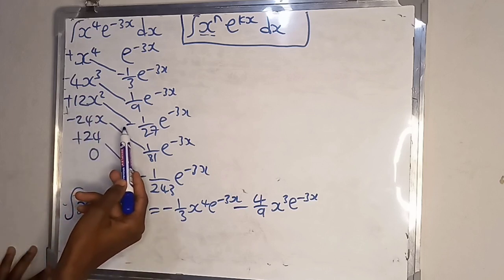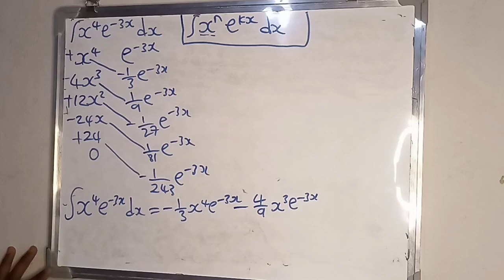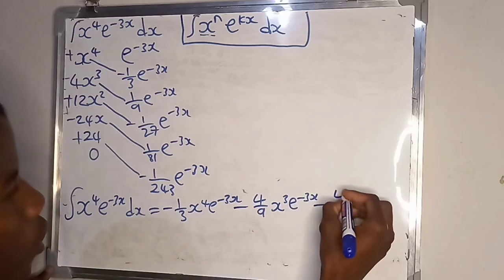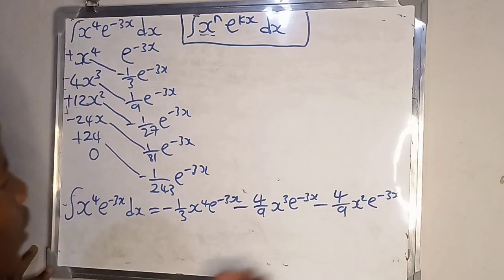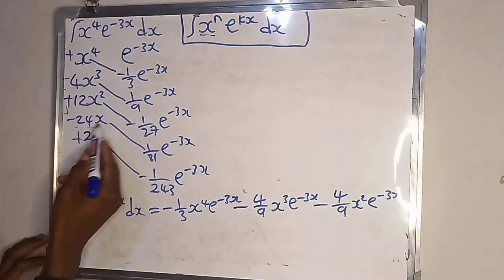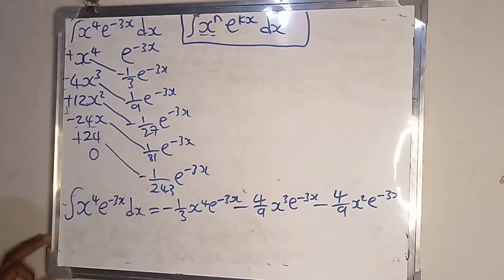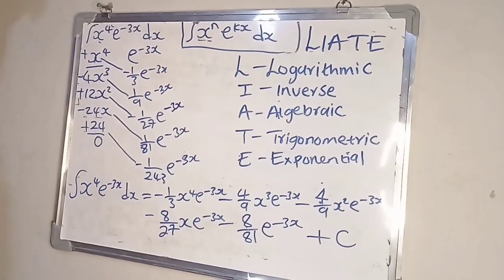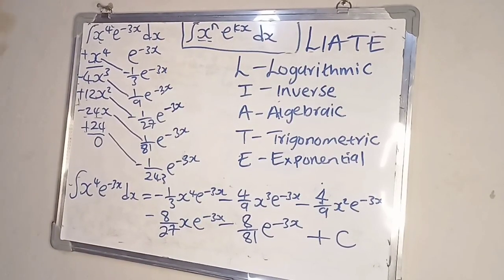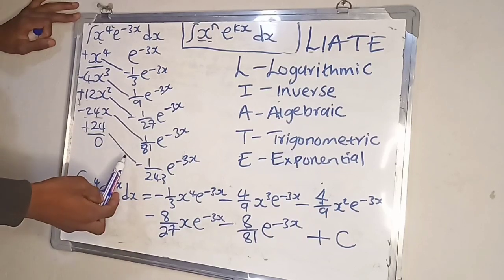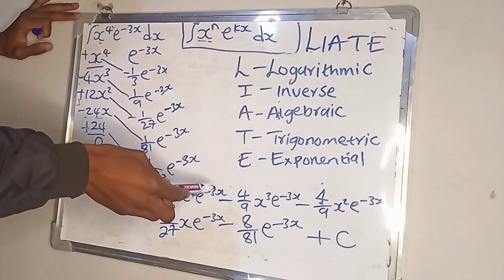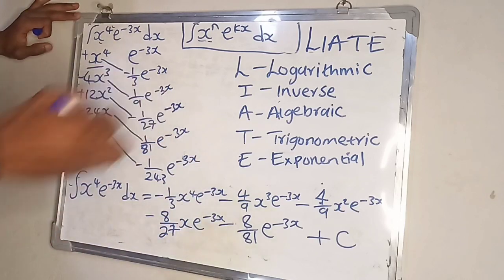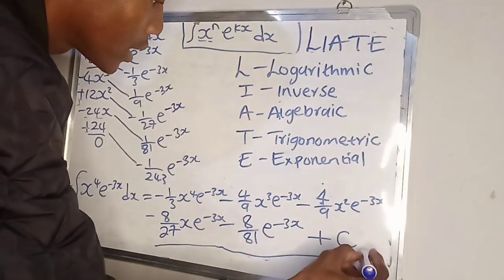12x squared with negative 1 over 27 e to the negative 3x, which is minus 4 over 9 x squared e to the power negative 3x, plus the product of negative 24x with 1 over 81 e to the negative 3x, which is minus 8 over 27 x e to the negative 3x, plus the product of 24 with negative 1 over 243 e to the negative 3x, which is minus 8 over 81 e to the negative 3x, plus the constant of integration. So this is our final answer for this integral.